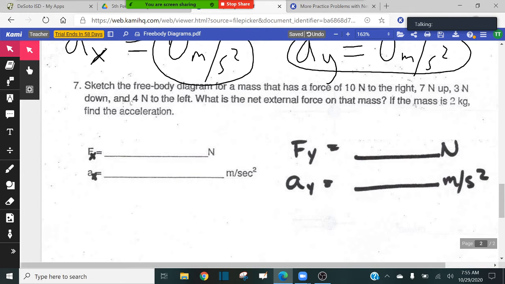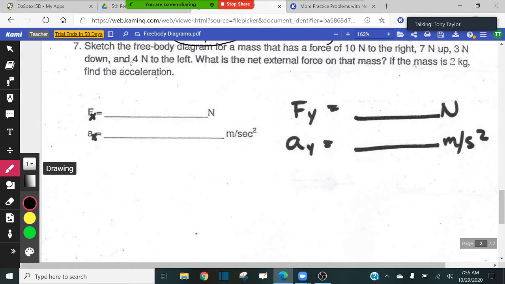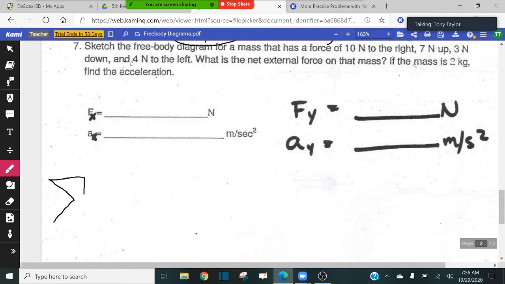Okay. Number 7 says, sketch the free body diagram for a mass that has a force of 10 newtons to the right, 7 newtons up, 3 newtons down, and 4 newtons to the left. What is the external net force on the mass if the mass is 2 kilograms? Since we're solving for net force here, remember what Newton's second law says. Newton's second law in its original form says the sum of all of my forces is equal to mass times acceleration.